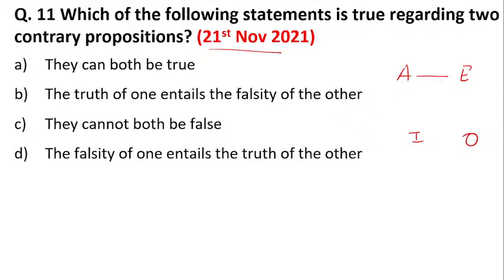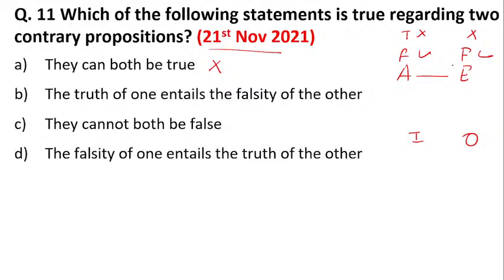Contrary is the relationship between A and E. I already gave you the example of the PM. If two people are saying I am the PM, I am the PM, then they both can be false, but they both cannot be true. So that applies to contrary. Students, again I'm telling, A will not be the answer. First of all, you should know what is contrary. Contrary is the relationship between A and E, and here both can be false, but both cannot be true. If two people are saying I am the PM, they can both be lying, but together they cannot be true.